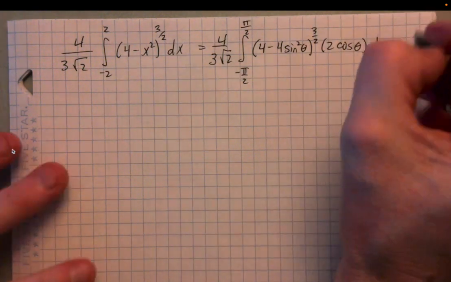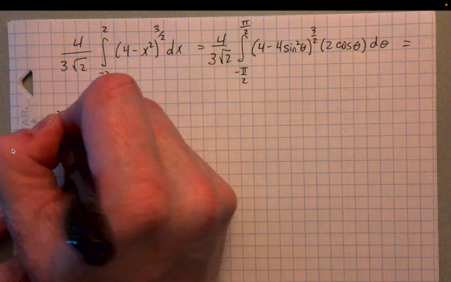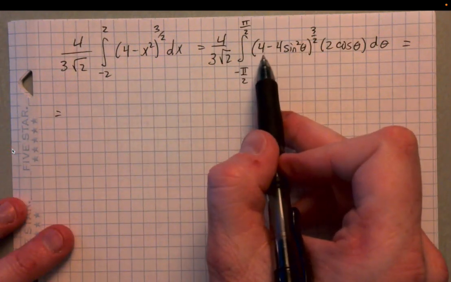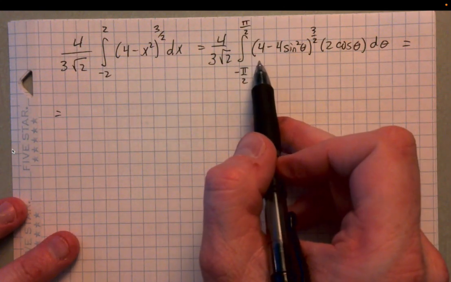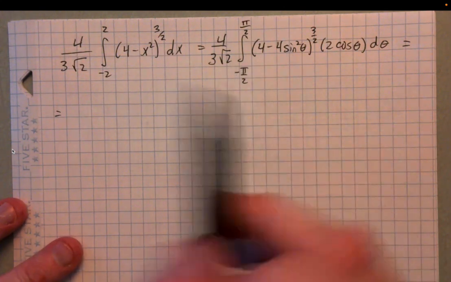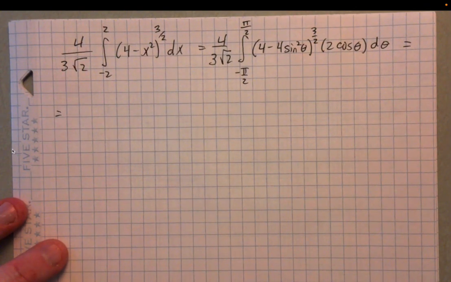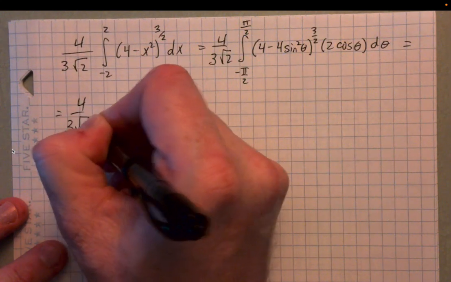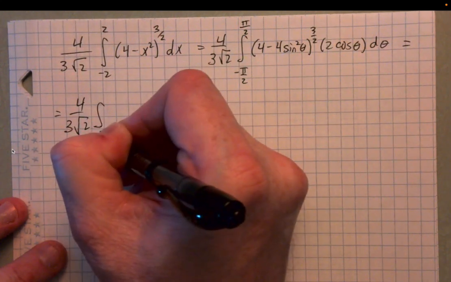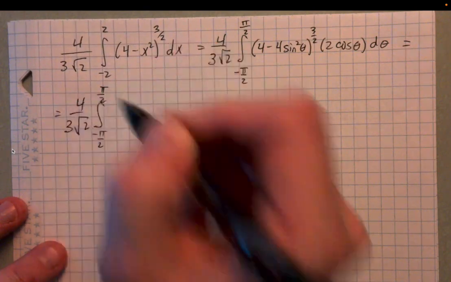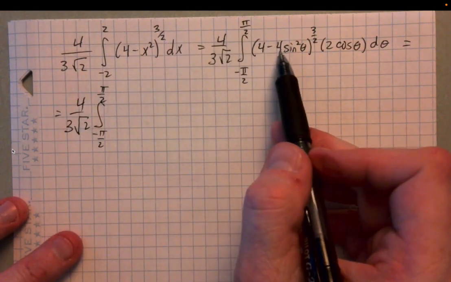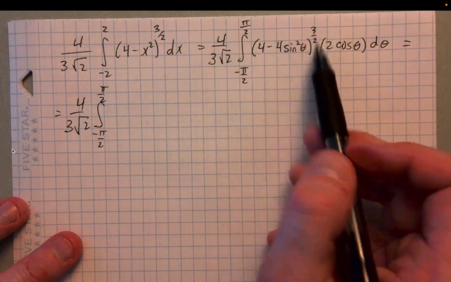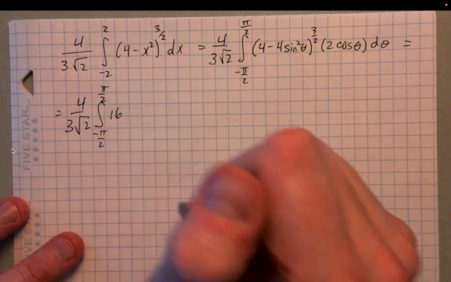And now it's just some trig tricks. So let's factor out a 4, and then we'll have to cube it and then take the root. And so what do we get here? We get 4 divided by 3 square root of 2, and negative pi over 2 to pi over 2. And factoring the 4 out, so it'll be 4 cubed, and then take the square root of that. And so all in, you're going to get a 16 there.